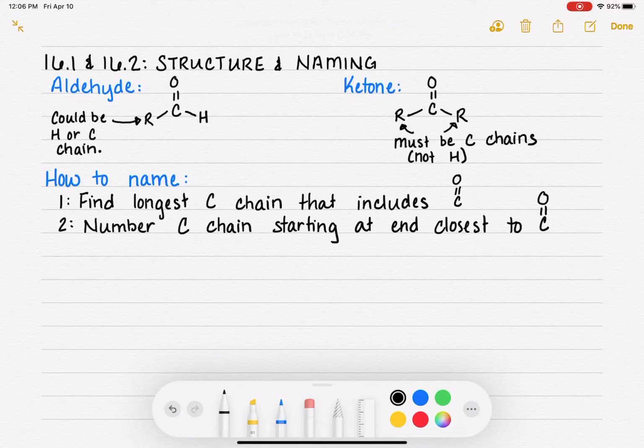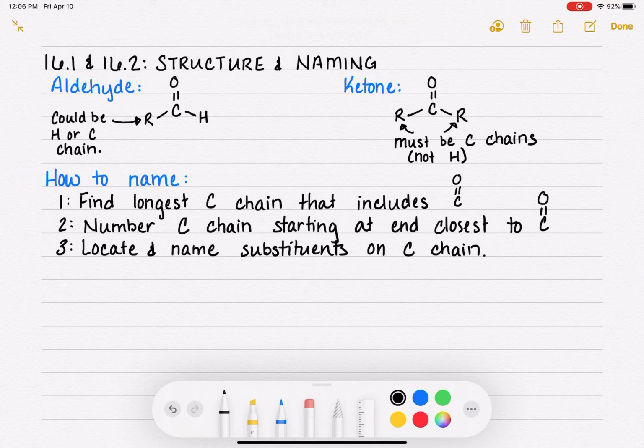Just like usual. Then, before we put the name together, we're going to do our usual locating and naming of any substituents that might be on the carbon chain. Locate and name substituents or branches that are on the carbon chain. They'll come first in the molecule's name. And then we are ready to put the whole name together.